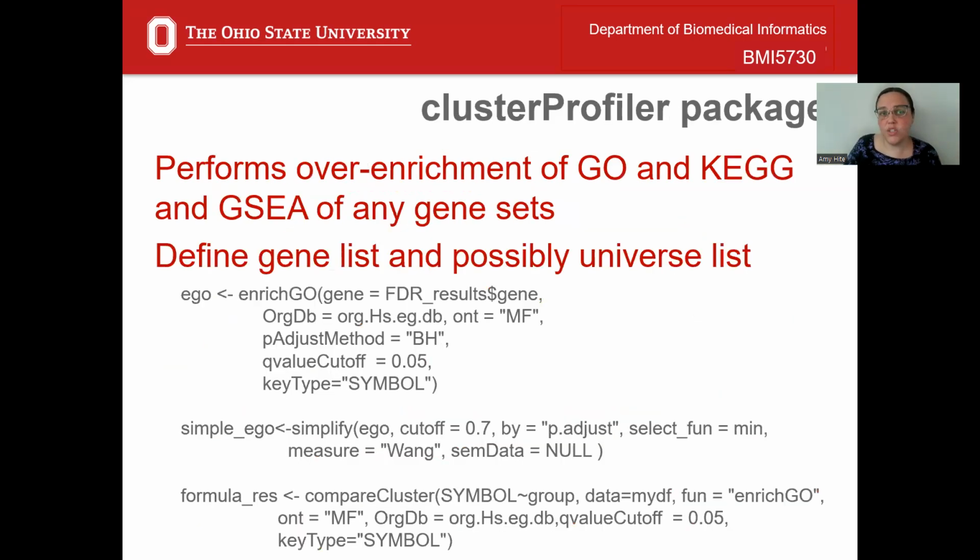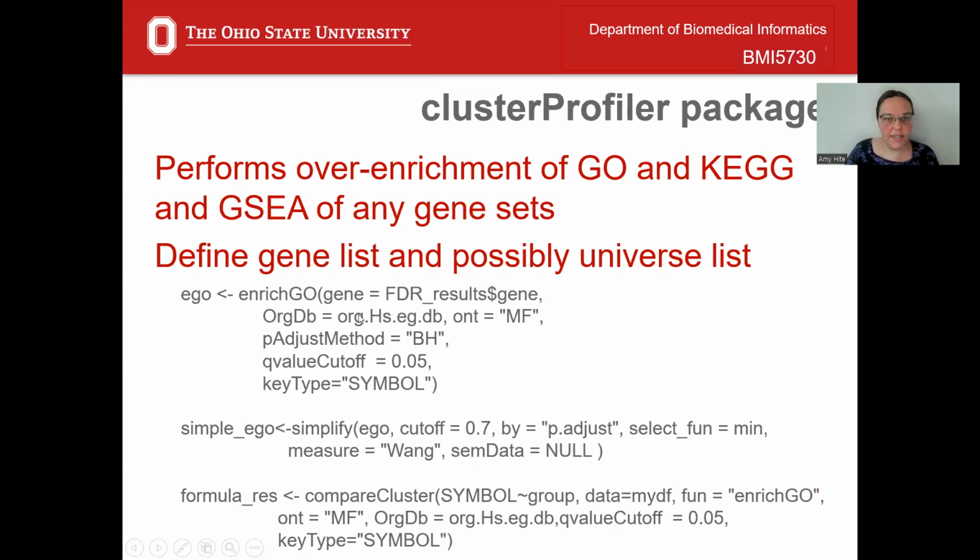When I do functional enrichment analysis, I use Cluster Profiler. It's a package in R. It can do over-enrichment, and it can also do gene set enrichment analysis. I do over-enrichment all by default. That's what I do. If someone asks for GSEA, I'll do that too. But my preferred is over-enrichment analysis.